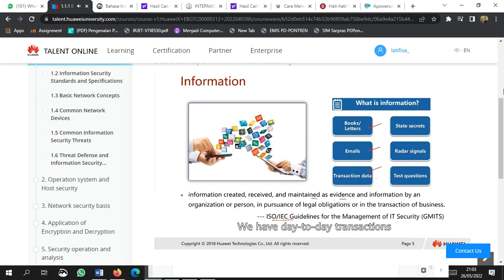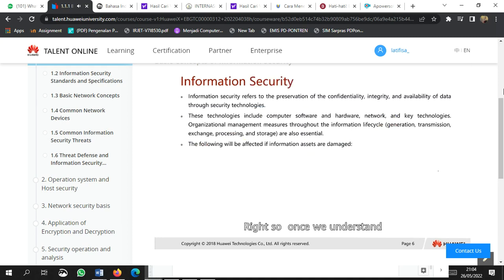So for example, banks, we have day-to-day transactions, right? Every transaction is about money, it's about people's money. Then we also have information about state secrets. Okay, so this actually involves national security. Radar signals, okay, this is also very important. Every day we receive so many signals from the radar, maybe through satellites or maybe through any kinds of wireless communication. Okay, and also examination questions, test questions. So these are also some of the information which is considered information.